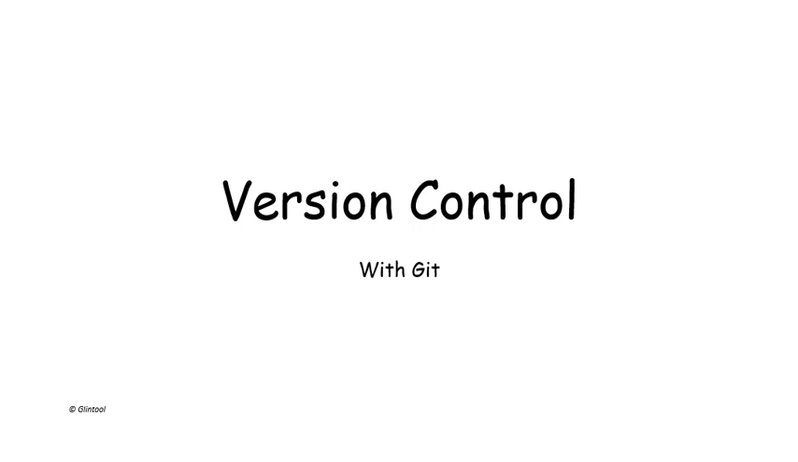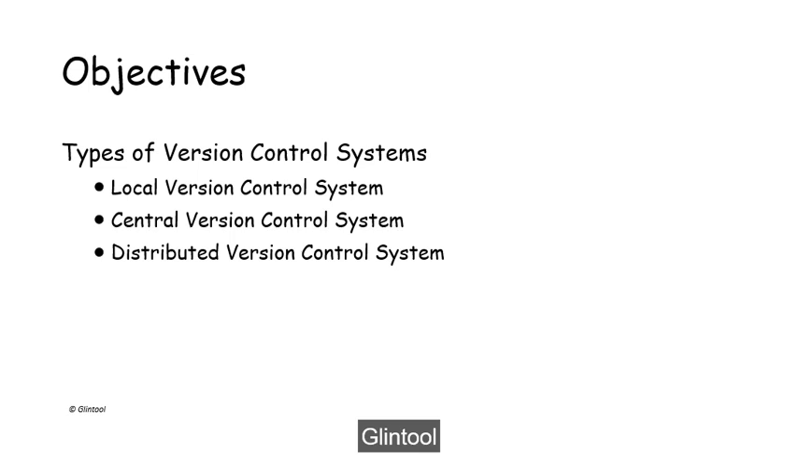In this video, you will learn about version control systems. Any version control system includes a database for keeping track of the changes associated with various versions of a file. There are three types of version control systems. They are local version control system, central version control system, and distributed version control system.